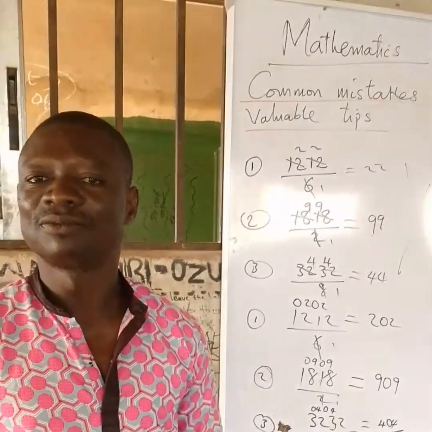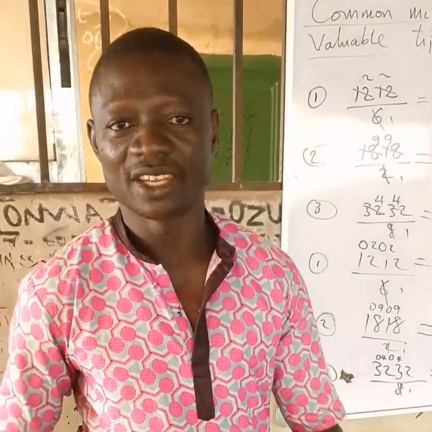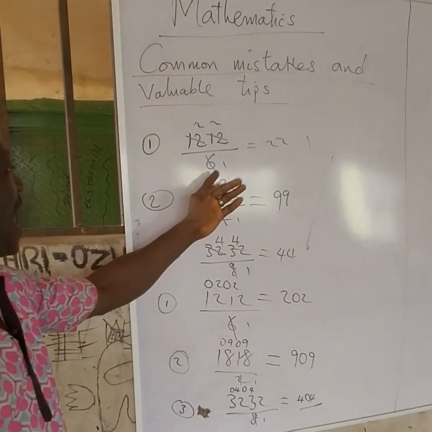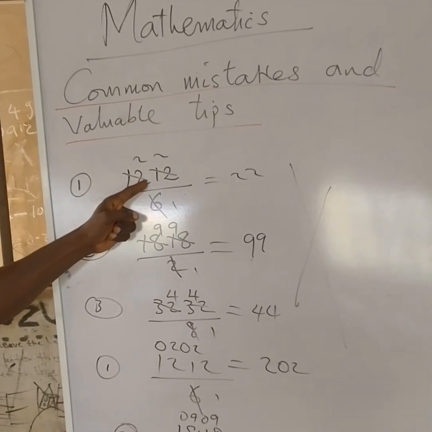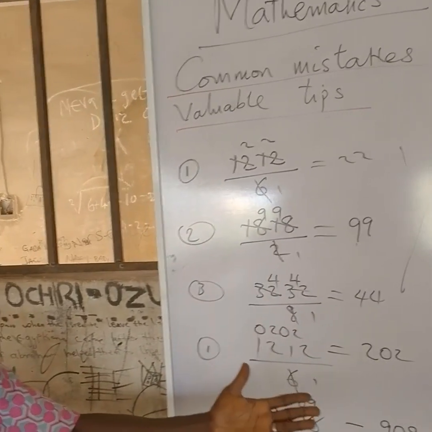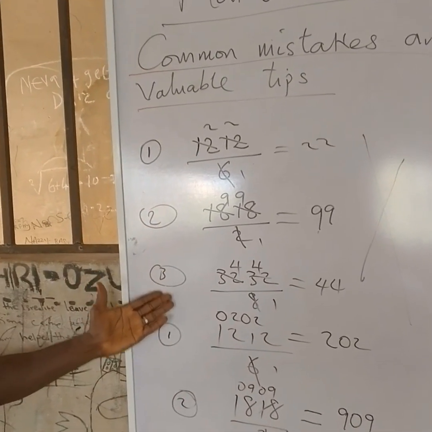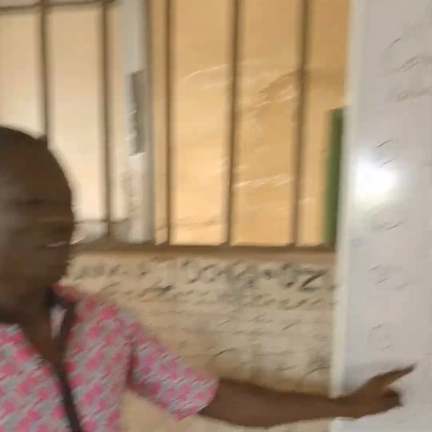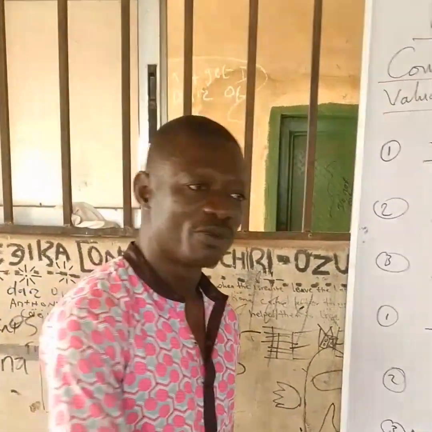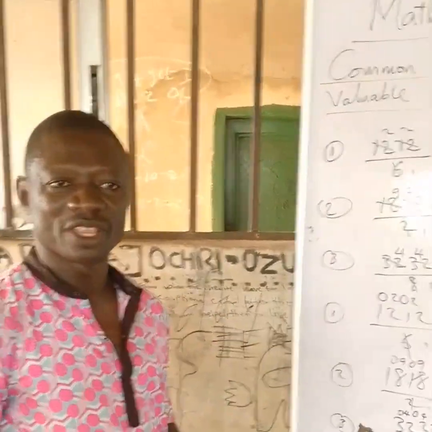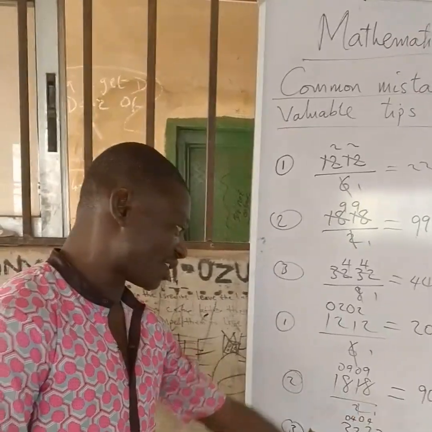So next time, viewers, when you divide numbers, do not jump any digit. Because if you jump a digit, you are going to get the answer wrong at the end. Just take a look. If you multiply 6 by 22, will it give you 1,212? No, it will not. The same thing is applicable to the first, the second, the third that we have already worked. It's only when you divide without jumping a number, without leaving a digit, that you arrive at the correct answer.